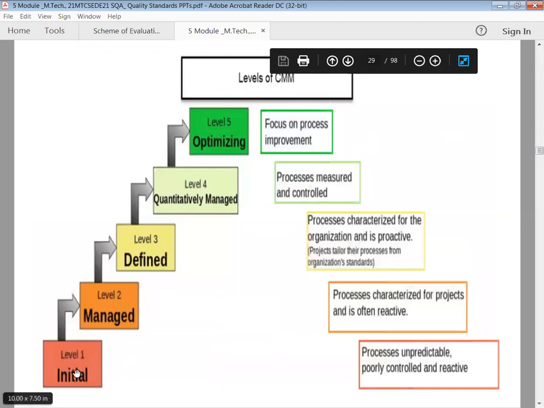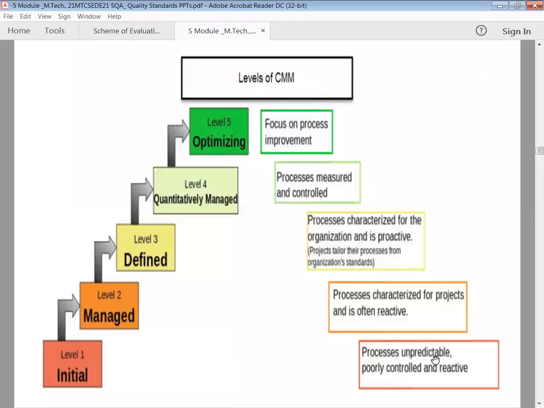If you take level one and the various KPAs, at level one we give importance to the process, which is unpredictable, poorly controlled and reactive. Level two is the managed one, so we can manage the software. Here, the processes are characterized for projects and are often reactive. In level three, the process is characterized for the organization and is proactive. Projects tailor their processes from organization standards.